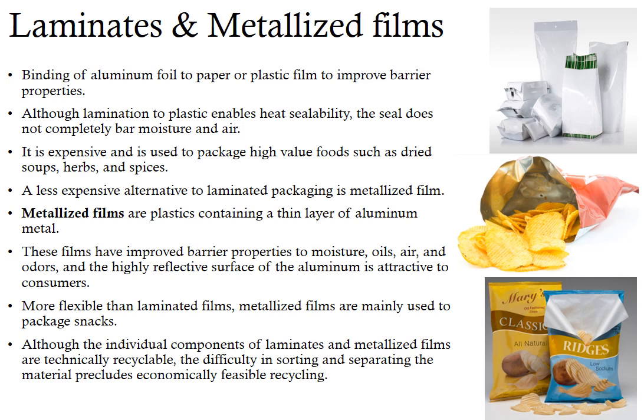Next, we'll study laminates and metallized films. Laminates can be prepared by binding aluminum foil to paper or plastic film, which helps to improve the barrier properties. Although lamination to plastic enables heat sealability, the seal does not completely bar moisture and air. It is usually expensive and therefore is used only to package high value foods such as dried soup, herbs, and spices. There is a less expensive alternative method, which is metallized films.